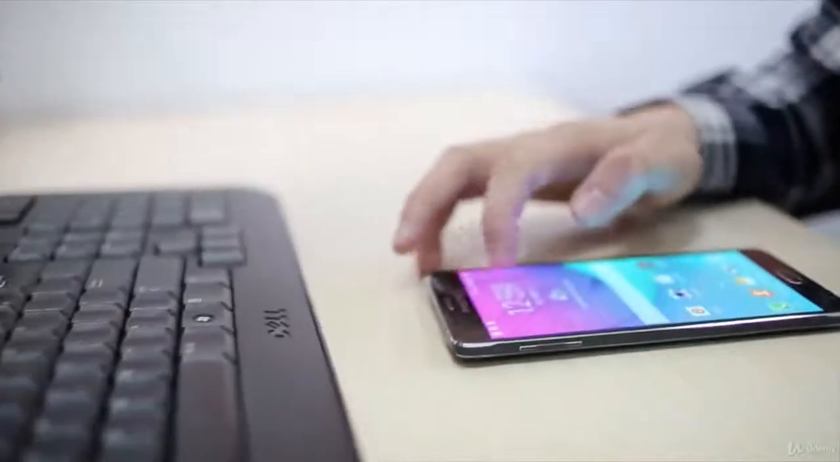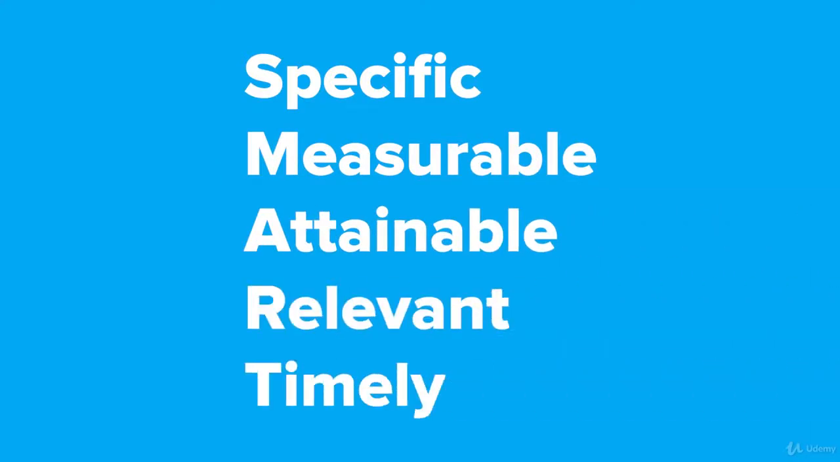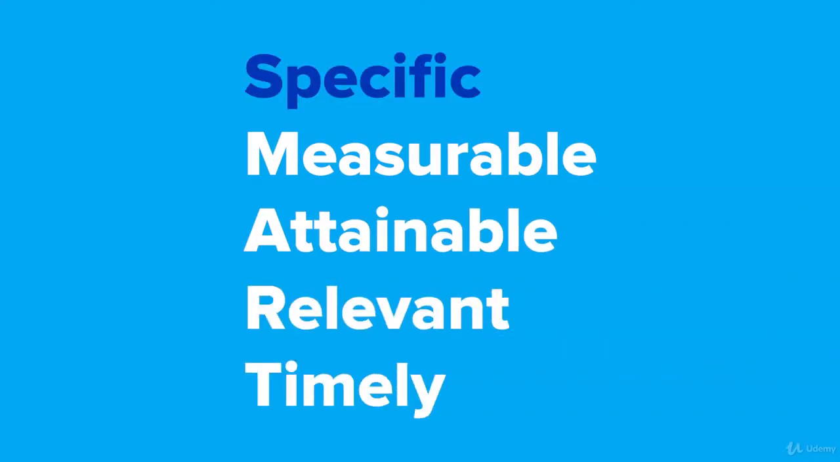A helpful guideline for setting goals is the SMART method. It's an acronym, and it goes something like this. Make your goals specific, that's the S, measurable, attainable, relevant, and timely. Now, in that acronym, specific, the S, means answering the basic questions, who, what, where, when, and why.